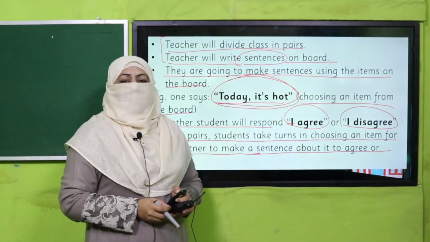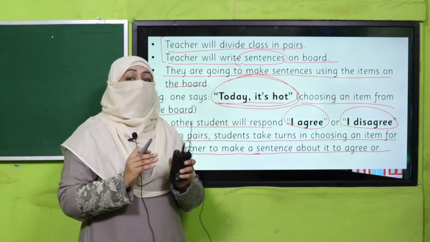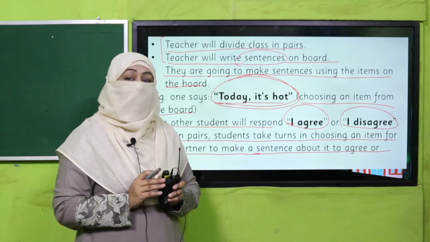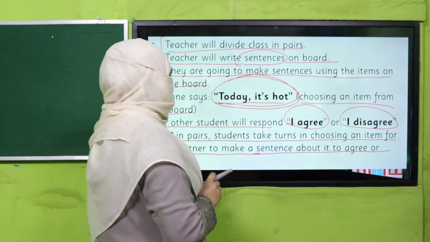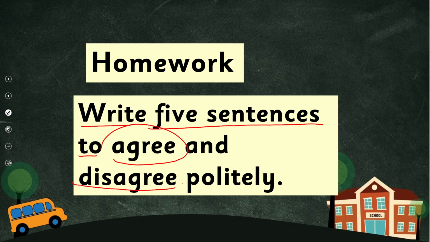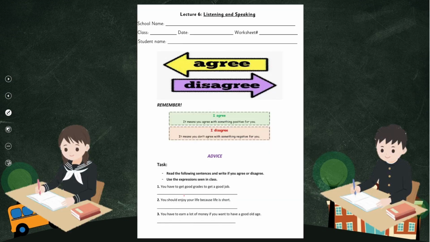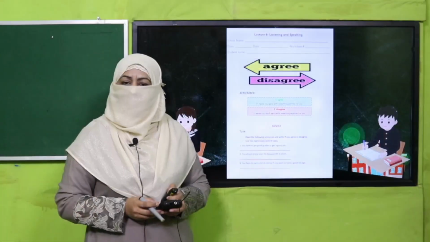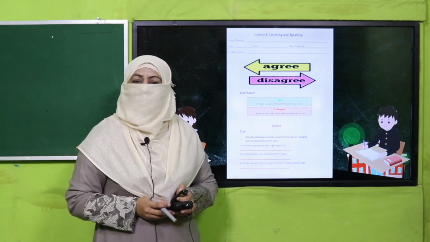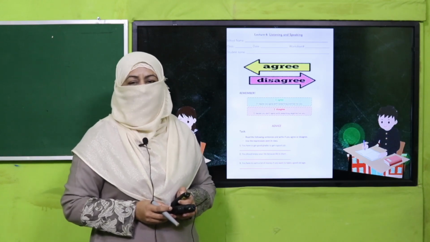Yes, my dear students, are you done with it? Good job. Now I hope you will practice it the same way we learned it today in a polite manner. So it's time for your homework. You will write 5 sentences to agree and disagree politely. And here is a worksheet. My dear fellow teachers, this worksheet, lesson plan, PowerPoint presentation links are given. You may click it, download it and kindly provide a printed worksheet to students for practice.